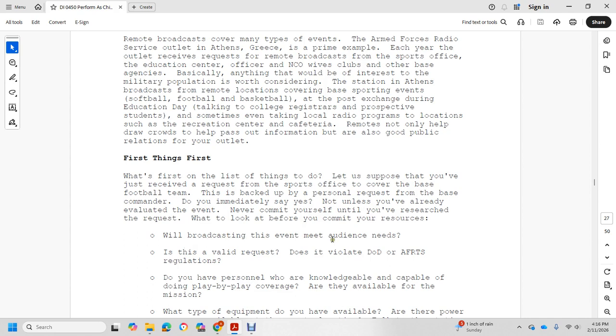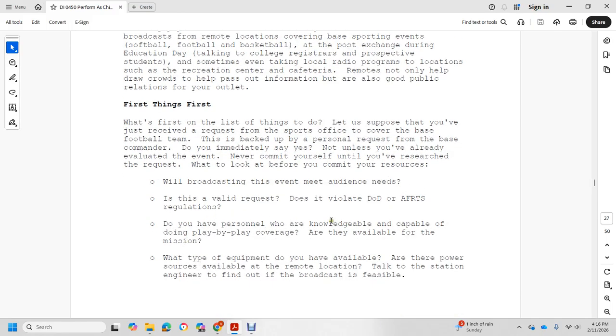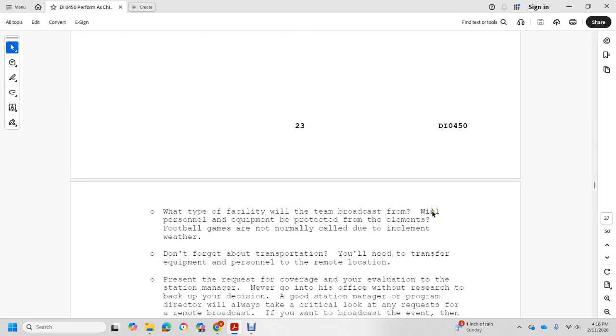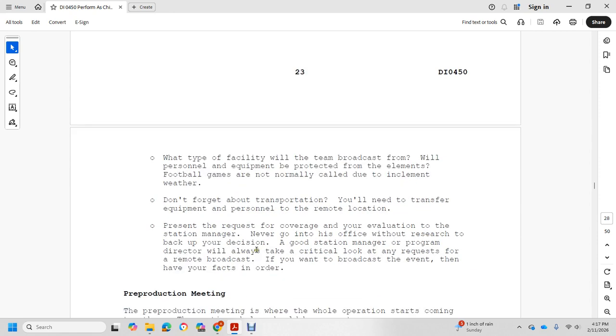Will broadcasting the event meet audience needs? Is this a valid request? Do not violate DoD, Armed Forces Radio and Television Service regulations. Do you have personnel who are knowledgeable and capable of doing play-by-play coverage and are available for the mission? Do you have the type of equipment, and is a power source available at the remote location? Talk to the station engineer to find out if the broadcast is feasible. What type of facility will the team broadcast from, and are the personnel and equipment protected from the elements, such as the inclement weather a football game is normally played in? Do not forget about transportation, to move the equipment and personnel to the remote location.